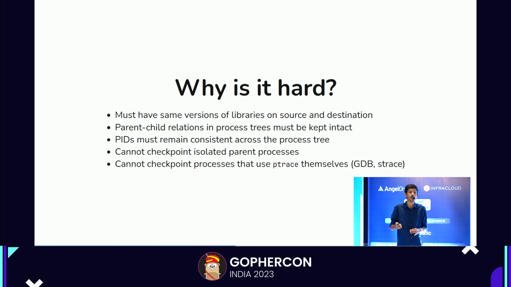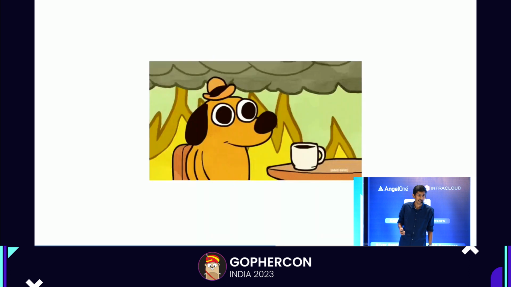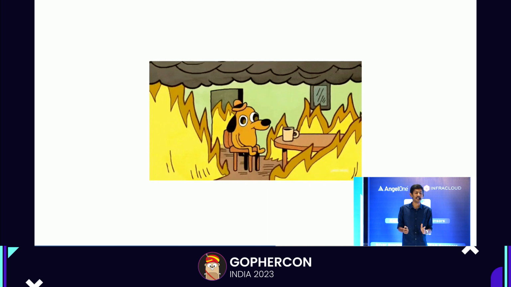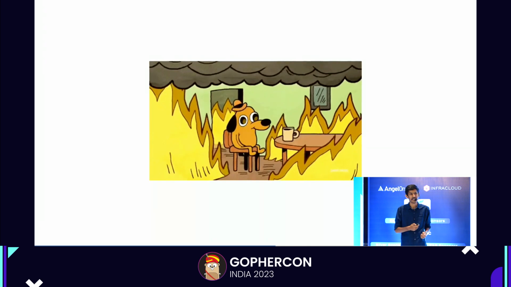Another important point to note is that the Linux kernel allows any process to be attached to using ptrace exactly once. You have certain tools like GDB and strace, which use ptrace internally to give you the functionality that they offer. If you want to checkpoint those, it's not possible because they have already ptraced the child process, and when CRIU tries to checkpoint them, it's going to try to ptrace that again, and that would not be allowed by the kernel. So yeah, a lot of things can go wrong, and it's pretty easy to mess this up. But it's OK. This is fine.